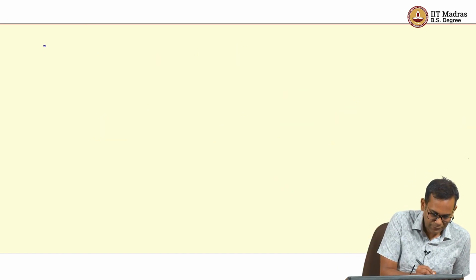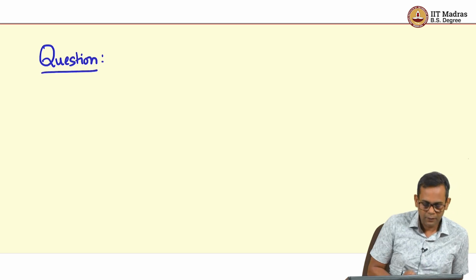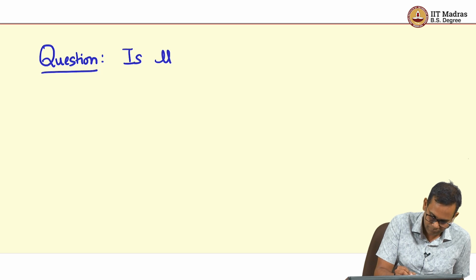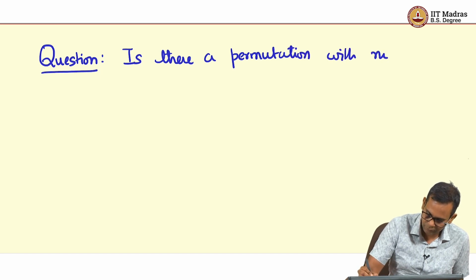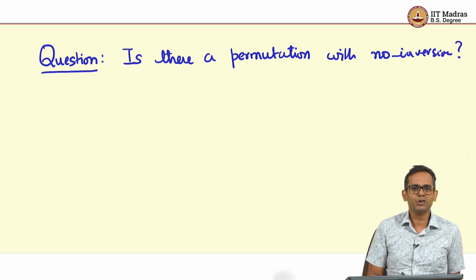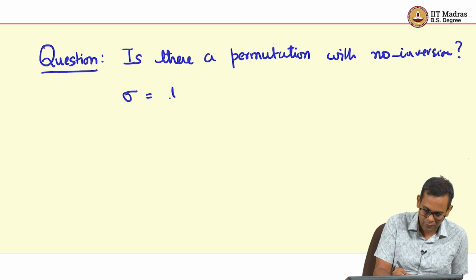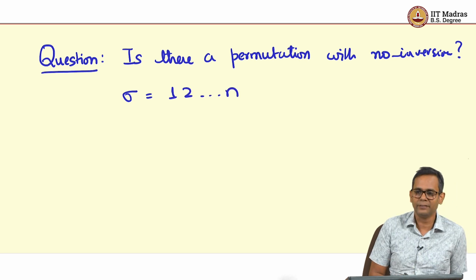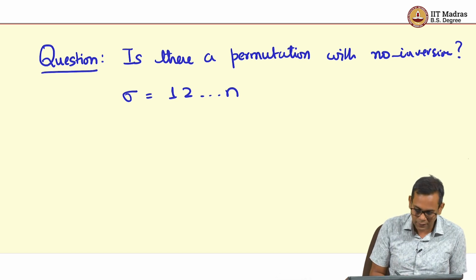Okay, so here is a question. Is there a permutation with no inversions? I am sure most of you have guessed that there is at least one, right. You just take sigma to be 1 up to n written in increasing order. This has no inversions, because everything that is smaller appears to the left of everything that is larger.